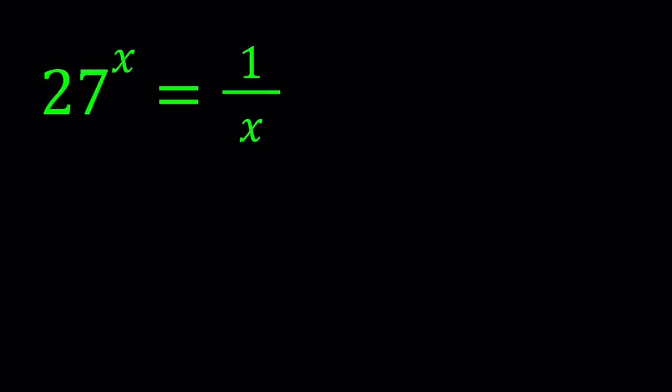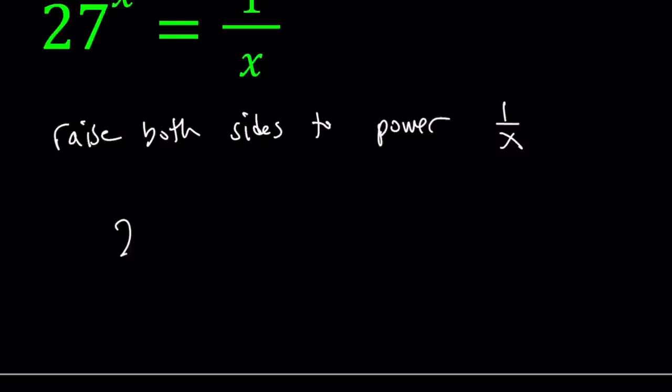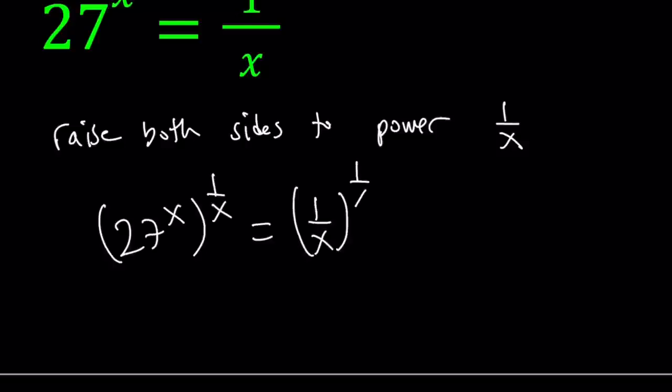So let's go ahead and start by raising both sides to power 1 over x. So that's going to give us the following. 27 to the power x, to the power 1 over x, equals 1 over x to the power 1 over x. Now, where does that motivation come from?